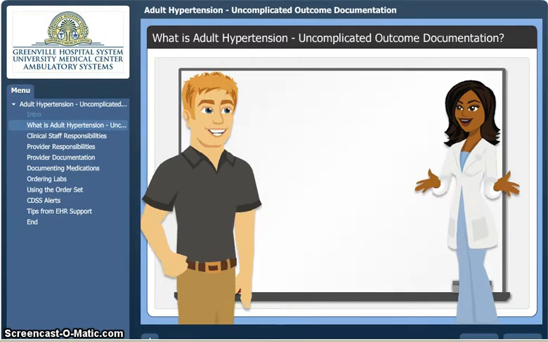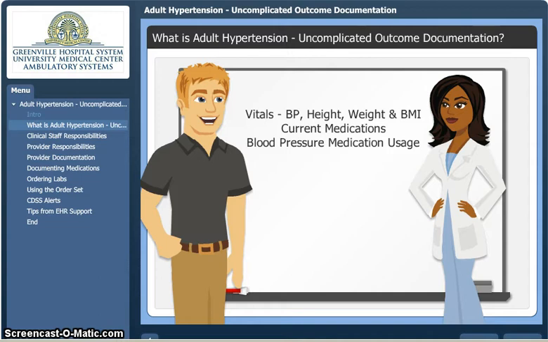Okay, where should we start? Let's talk about the responsibilities of your clinical staff. When the patient comes in for a visit, your staff should collect vitals, which include the blood pressure, height, weight, and verify the BMI is calculated. Next, they will need to verify all current medications. Finally, if the patient is currently on a medication for high blood pressure, they will need to document the blood pressure medication usage in HPI. Let me show you each of these steps.